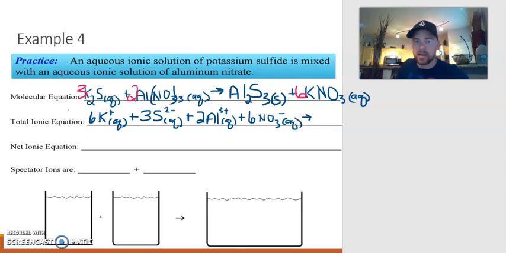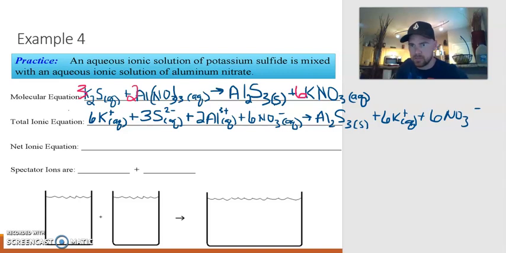And then on our product side, the solid, I'm not going to break that apart. I want to leave that together. So Al2S3, I'm going to leave that as a solid. And then plus, this last piece here is aqueous, so we're going to break that up. 6 potassiums and 6 nitrates. All right, and that's aqueous.